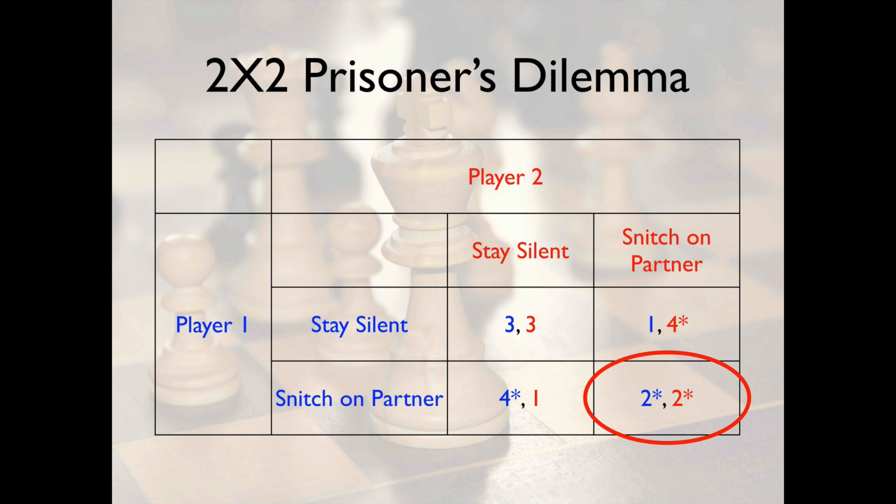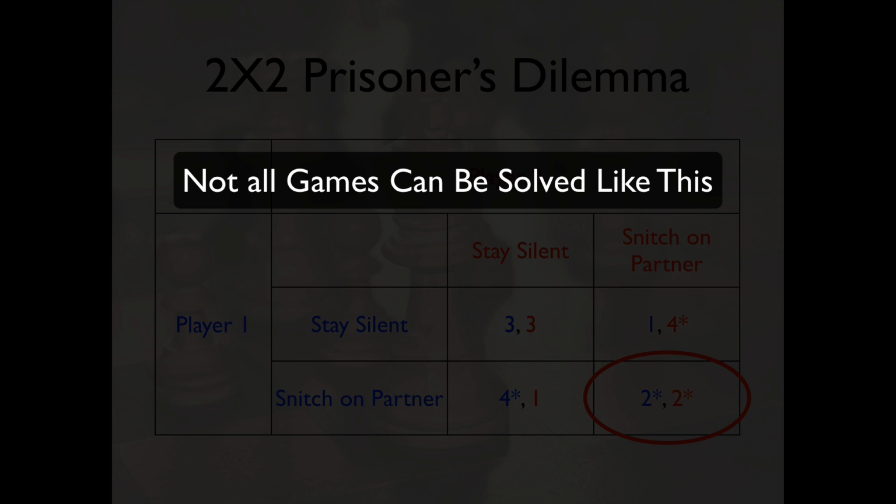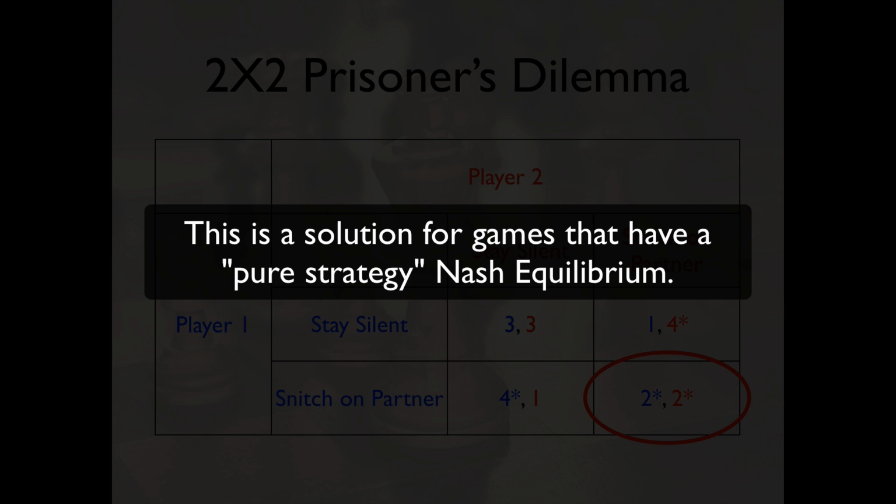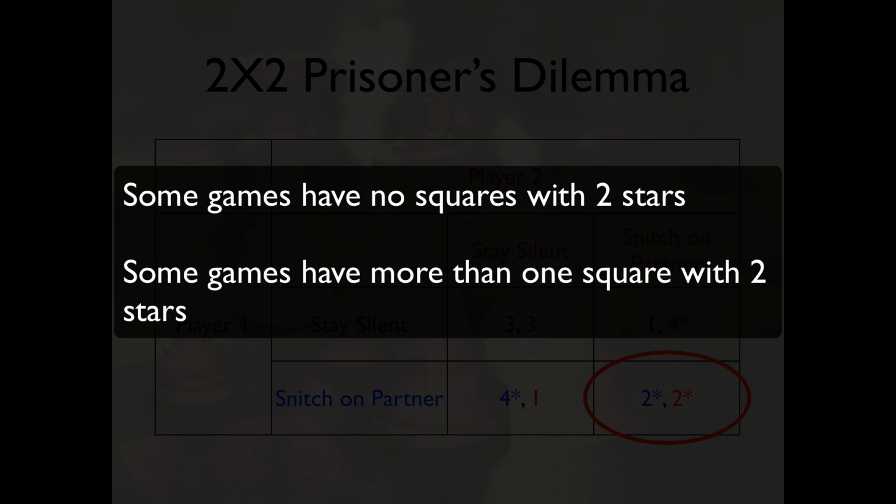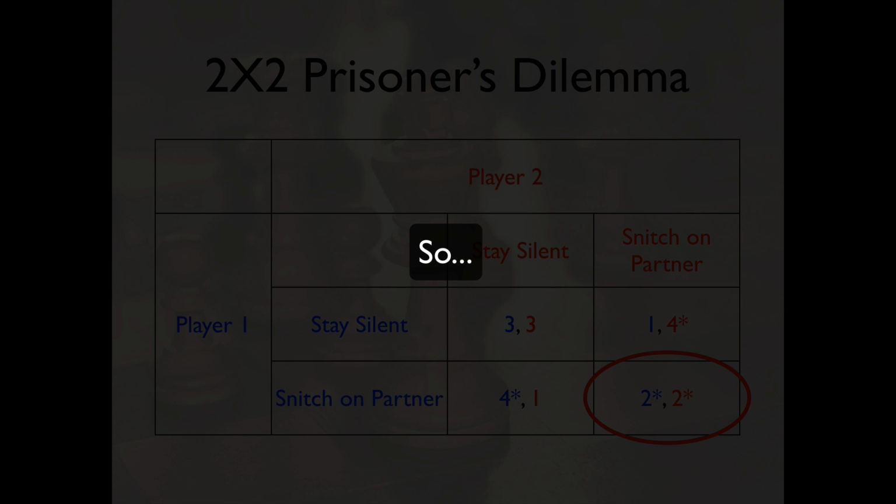There's one thing I want to caution you about. That is that not all games have a Nash equilibrium that you can solve like this. This is called a pure strategy Nash equilibrium, and sometimes the pure strategy Nash equilibrium does not exist, in which case you will have no squares with 2 stars. And sometimes you may have more than one square with 2 stars, and you may have 2 or 3 or 4 Nash equilibria, depending on how you draw the numbers. So be aware of this when you're moving forward solving your games on your own. You may not have any pure strategy Nash equilibria. And you may have more than one.